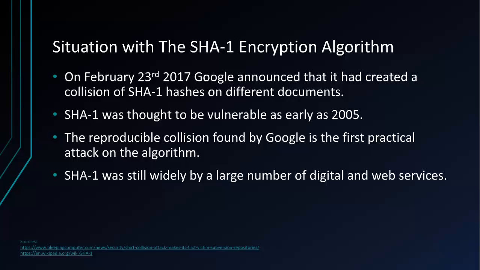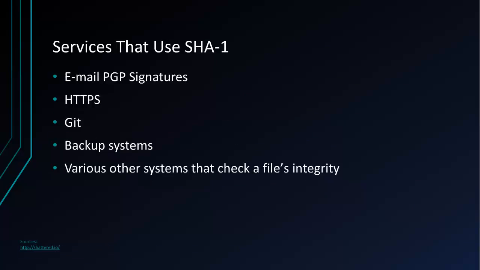SHA-1 is still widely used by a large number of digital web services. Some of the services that still used SHA-1 were email for PGP signatures, HTTPS for secure connections to websites, Git for file validation, backup systems to replace changed files, and various other systems that need to be able to check a file's integrity or to see if it's been altered in any way.